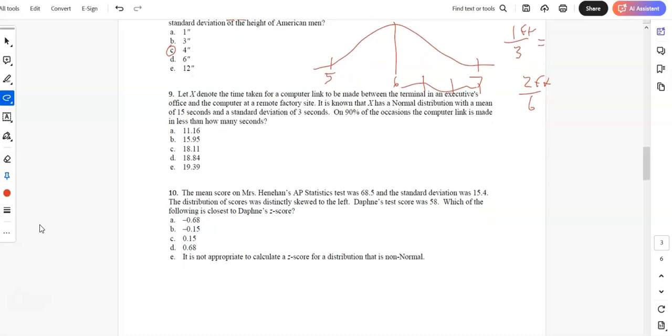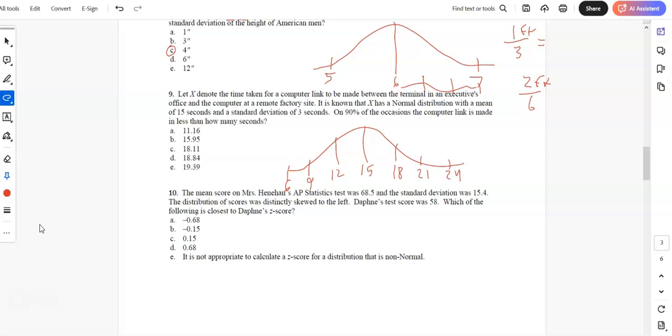X denotes the time it takes for a computer link to be made between the terminal in an executive's office and the computer at a remote factory site. It is known that X has a normal distribution with a mean of 15 and standard deviation of 3. I'm going to draw it again. It's just a habit I have that usually serves me well. 15, so then 3, so that'd be 18, 21, and 24. It's really sloppy, but that's okay. 12, 9, and 6. Okay, on 90% of the occasions, a computer link is made in less than how many seconds?